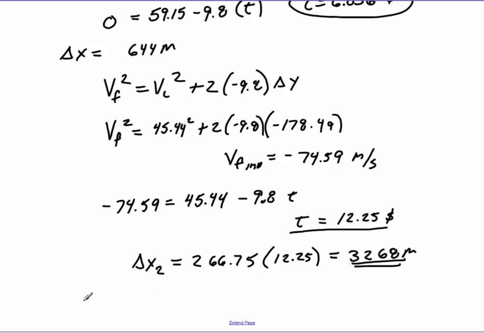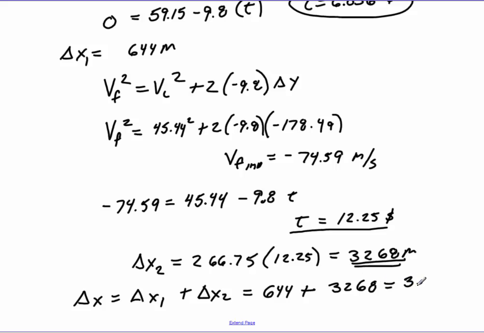Now the total since it was launched would equal delta x1, which we got right here, plus delta x2. So that's equal to 644 plus 3268. That gives me a value of about 3,912 meters, or 3.9 kilometers. And that's the answer to part B.